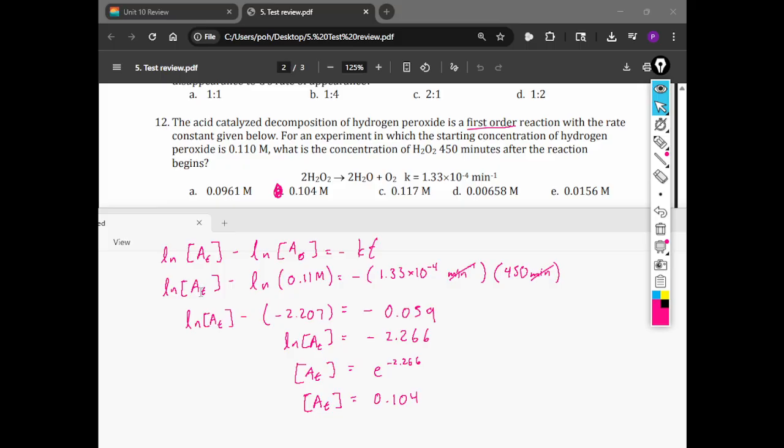AT is our final concentration, which is what you're looking for, because it's asking the concentration after 450 minutes. You plug in your initial concentration, which is 0.11. It gives you the K value right here, 1.33 times 10 to the negative 4 per minute. And then the time is 450 minutes. So you just do your algebra, just make sure you're careful with the negative signs and whatnot. And then to get rid of the natural log, you have to put everything to the power of E. So it'll be E to the power of negative 2.266, and that'll give you 0.104 molarity. And that's going to be B.